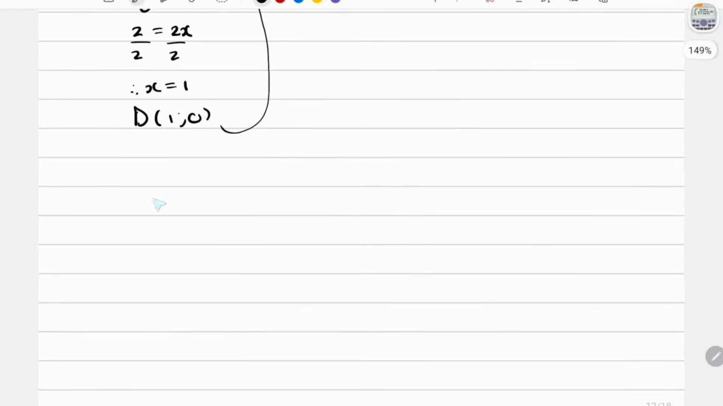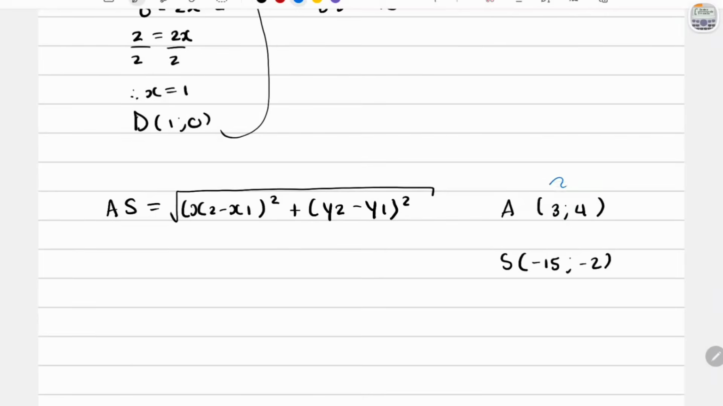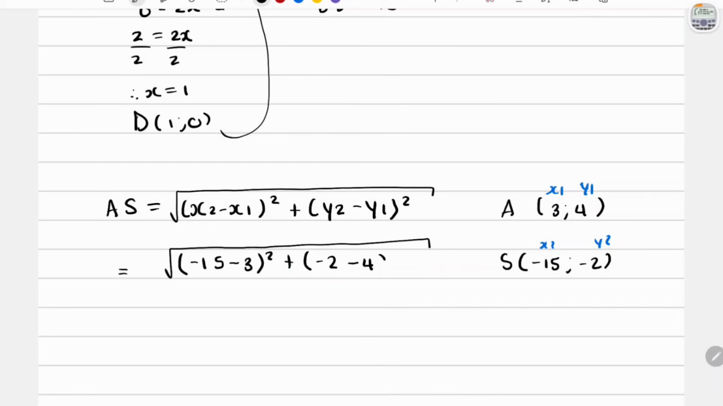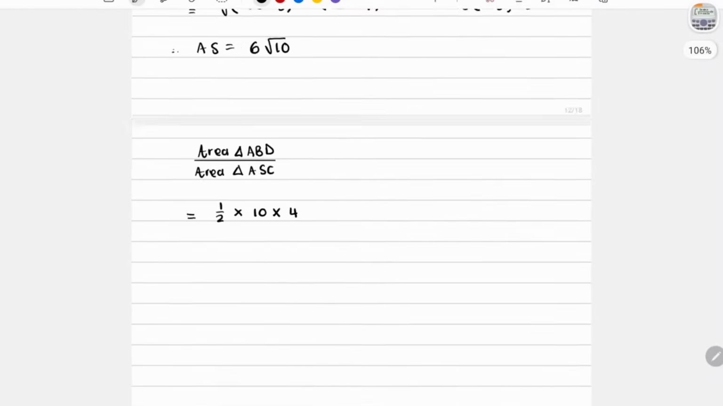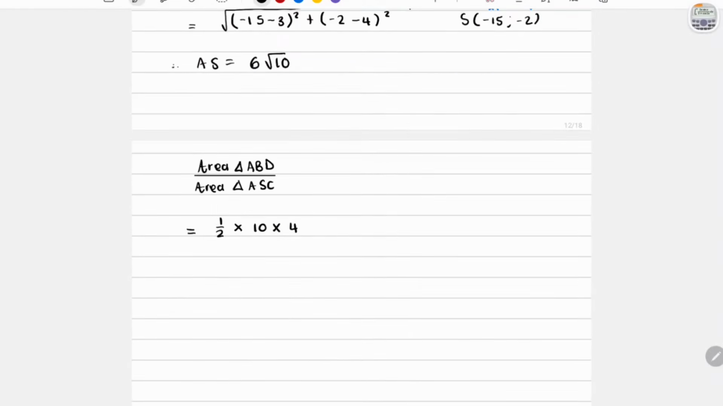Okay, then let's go ahead and find AS. This is the distance formula, which is in your formula sheet. So we know that A, we can just call that x1 and that's x2, and then that's y1 and y2. So AS is equal to the square root of, and we're going to take, so x2 is -15. So that's -15 minus 3 all squared plus -2 minus 4 all squared. And then you can just substitute that onto your calculator to find AS. And we get 6 square root 10. Now I'm not going to simplify that because it's not our final answer. The final question is this.